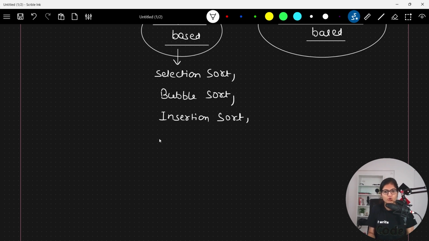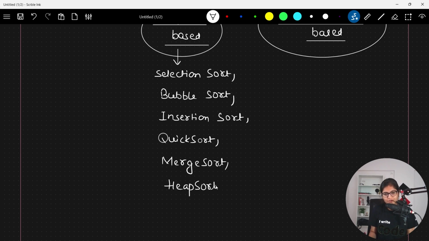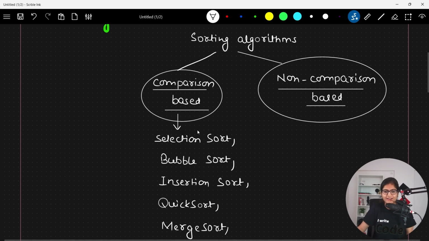After that, you should know about quick sort. Okay. After that, there is a merge sort. Afterwards, you have heap sort. So these sorting algorithms are the algorithms which come under the category of comparison based.